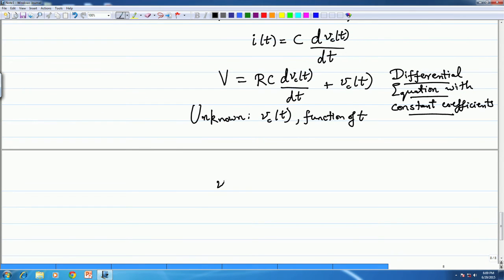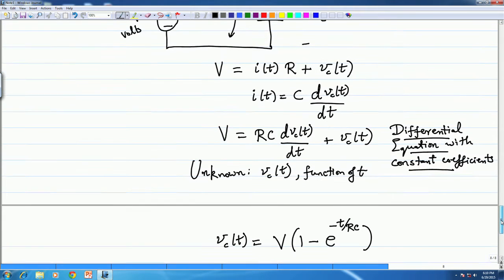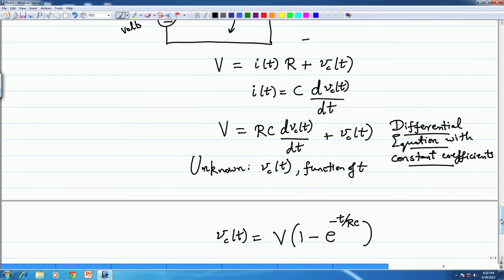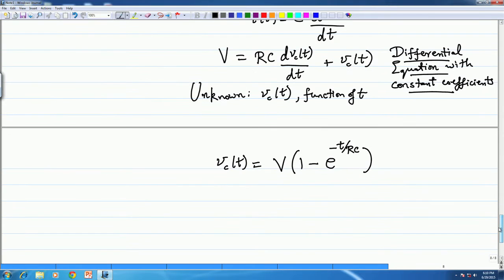The answer, if you can guess that, will involve the exponential function, and it will be of this form: V times 1 minus e power minus t divided by RC. Okay. So, now I know this answer from past experience, but even if you do not know, you might be able to solve it. But particularly if you know that this is the answer, one can check whether this answer is valid or not. Okay. So, it is not very hard. How do you check if it is valid or not? You plug in Vc of t into this equation, and you will see this equation will be satisfied.